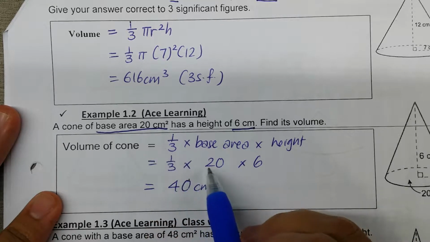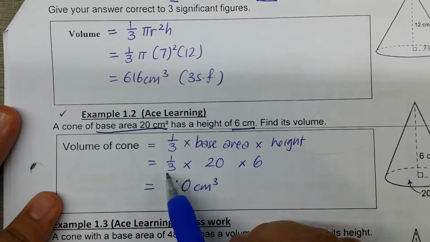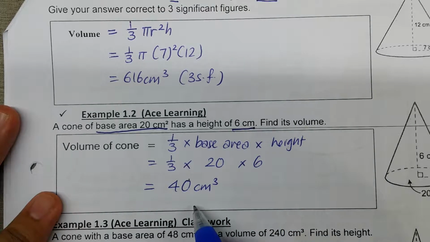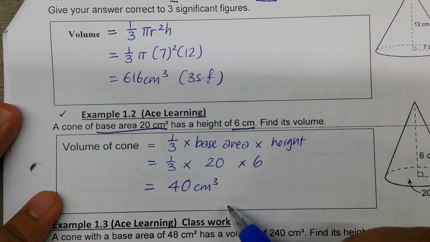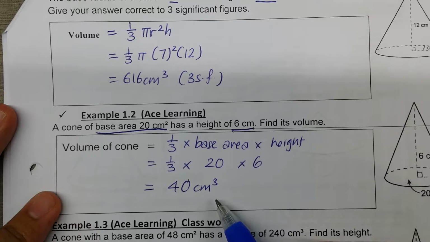The base area is a circle of 20 cm square. 1/3 times 20 times 6, I get 40 cm square. Oh, sorry, 40 cm cube, because it's a volume. If you're talking about volume, volume will be cube.